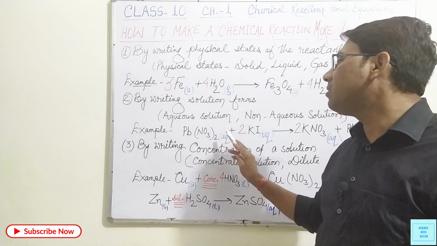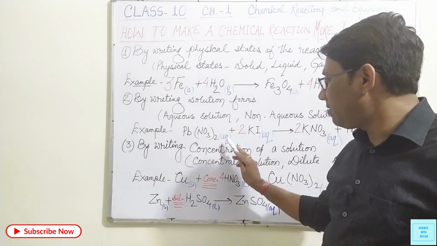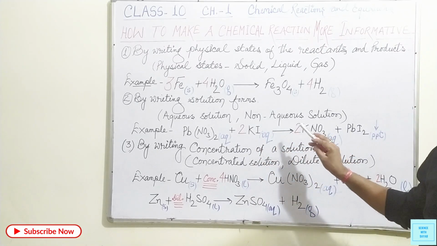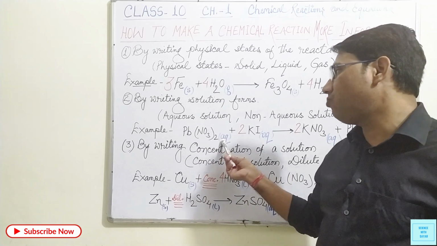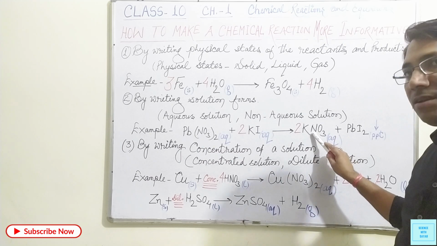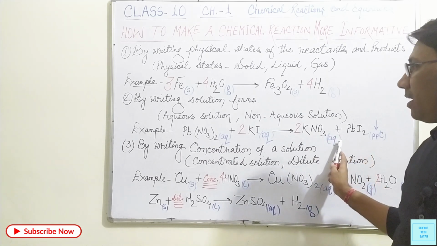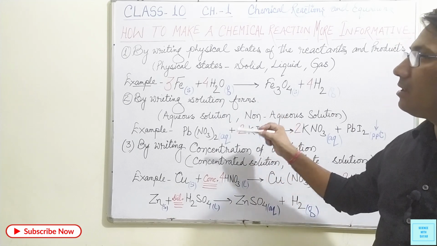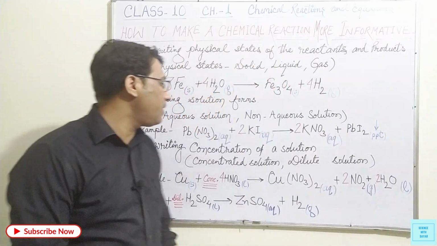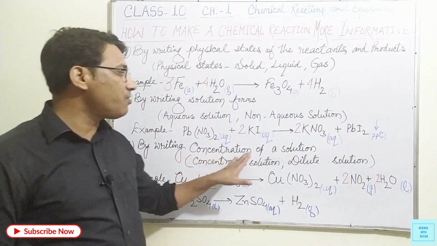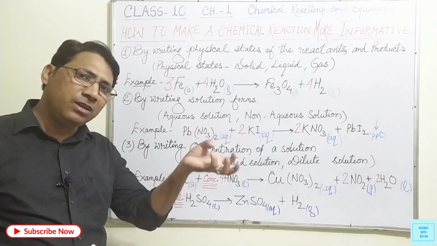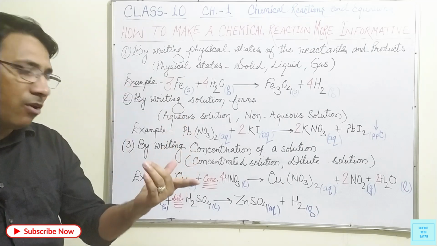In this the solution forms are shown as aqueous solution, aqueous solution, and this is also aqueous solution. So we know that these substances are dissolved in water. In the solution of products, this dissolves in water, but this does not dissolve in water. So by writing aqueous or non-aqueous solutions, we can make a chemical reaction more informative. Third, by writing the concentration of a solution. Concentration means the amount of solute in a given solution or solvent.